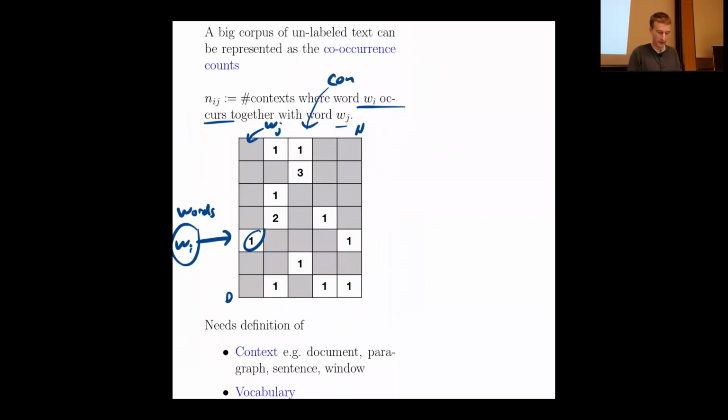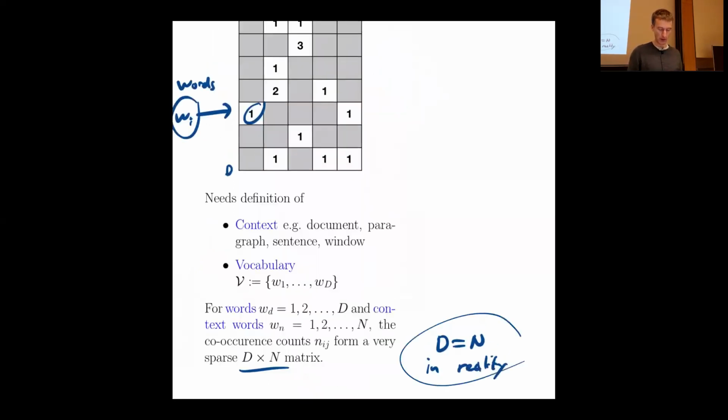They are also words, right? So w_j, but they could come from a different vocabulary. But yes, you're right, in reality this is usually the same. And then yes, it's probably symmetric. You can define what you mean by co-occur.